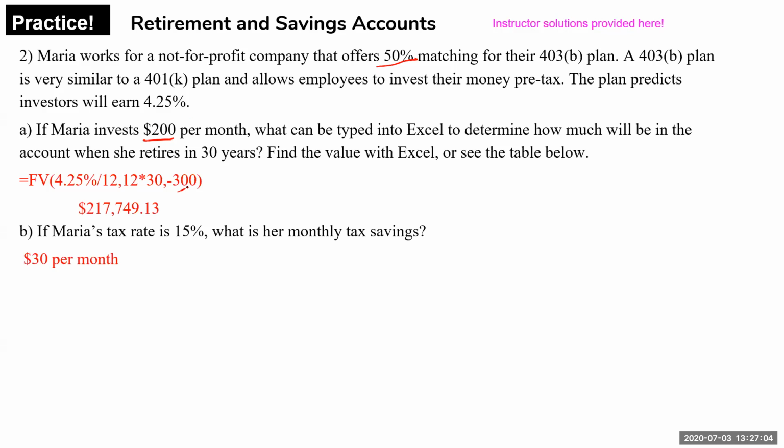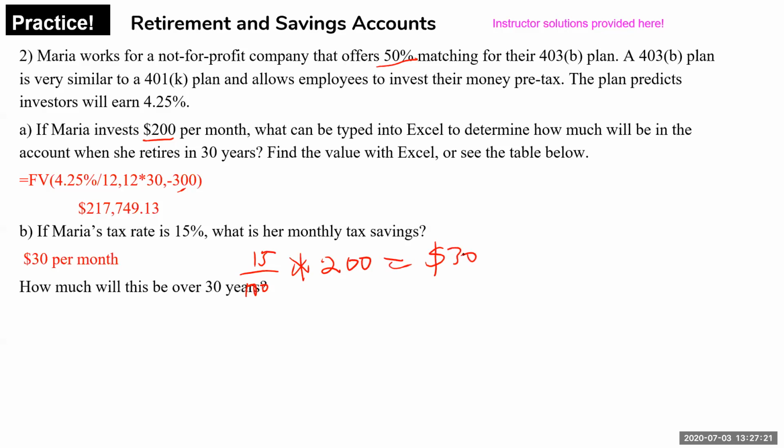And how did you get that? So you had to do 15% of what? Of the $200 she contributes, and that is what? $30. She saved $30. Now, how much will this be over 30 years? Okay, and that is it. So that is what? $30 multiplied by 12 by 30 years, and that gave you that much.